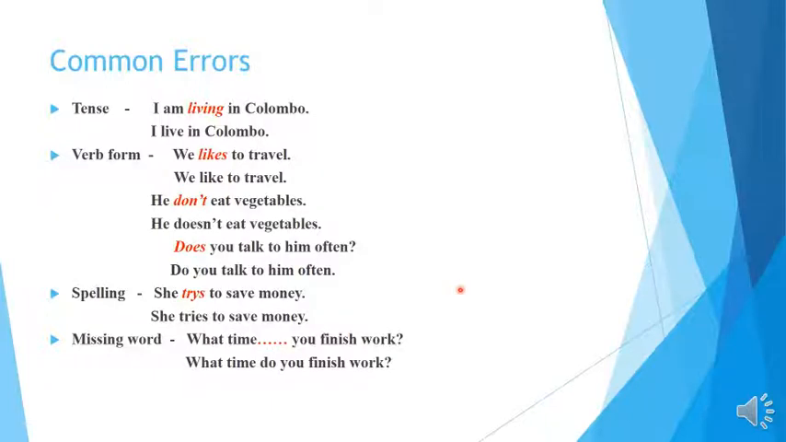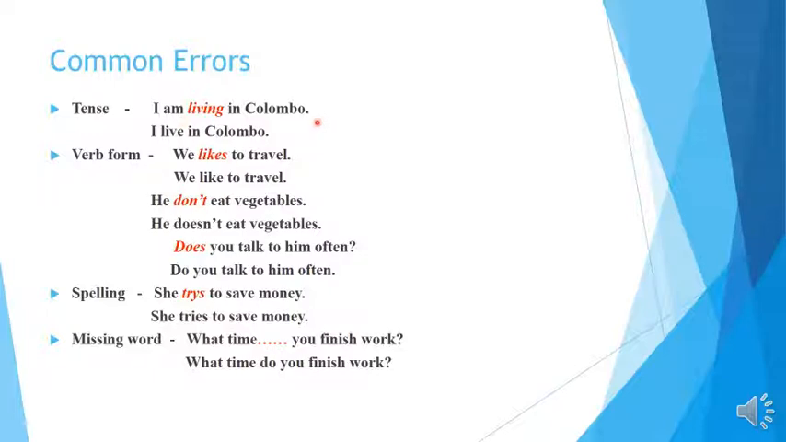Although people know about this present simple, sometimes some people make some mistakes. Hope you are not making those mistakes. Let's talk about some common errors that people make. I am living in Colombo.